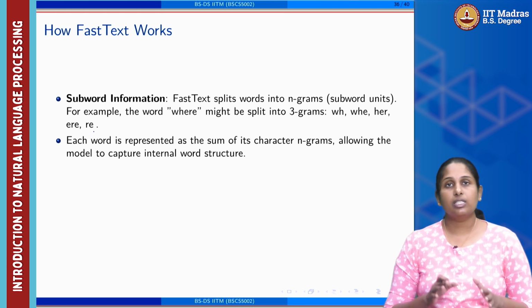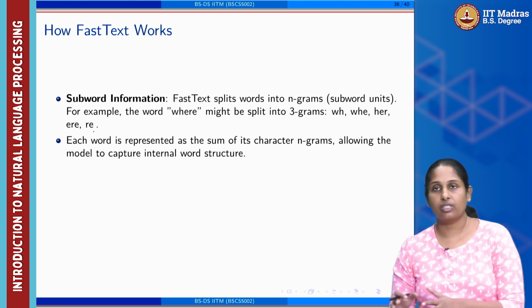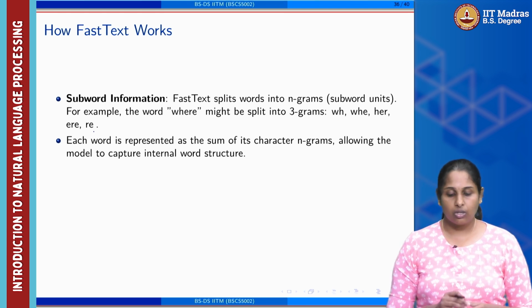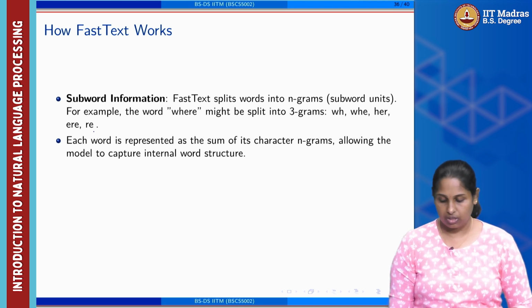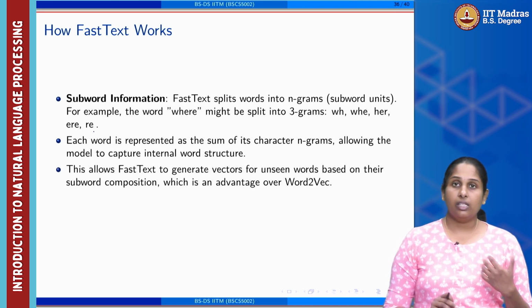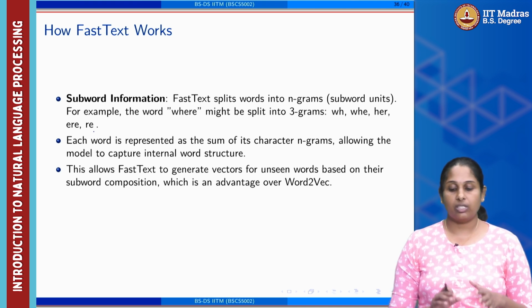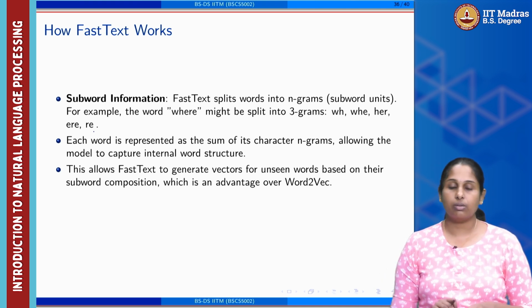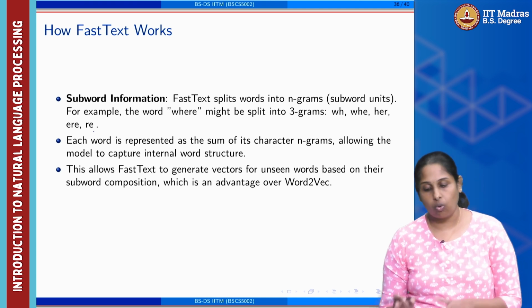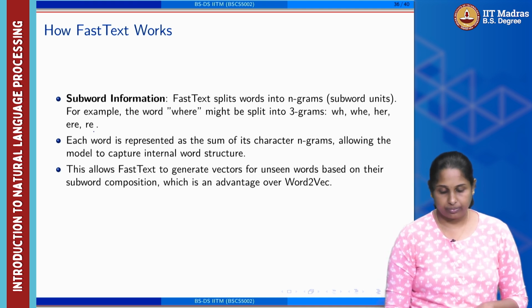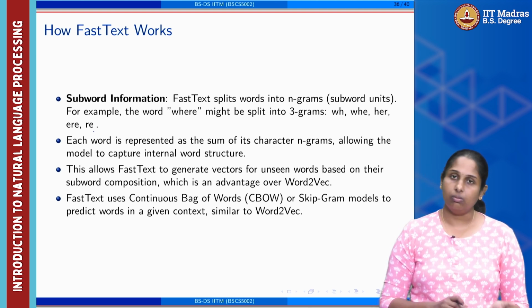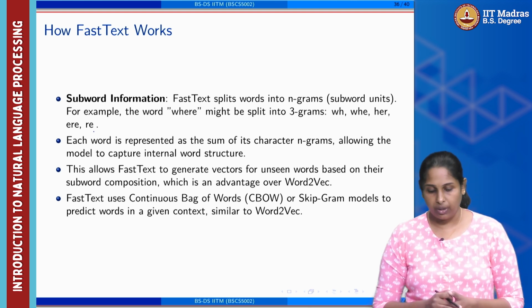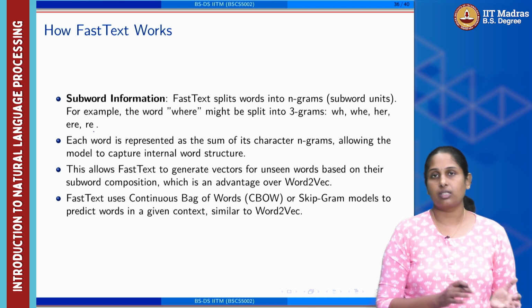Now, each word is represented as the sum of its character n-grams, so that it allows the model to capture the internal word structure. This also allows FastText to generate vectors for unseen words based on their subword composition, which is an advantage over word2vec. And it still uses CBOW, or it can also use skipgram models in a context similar to word2vec.